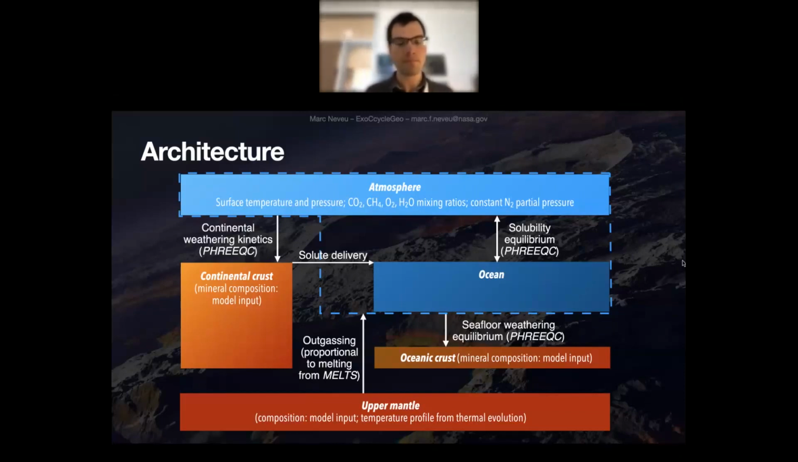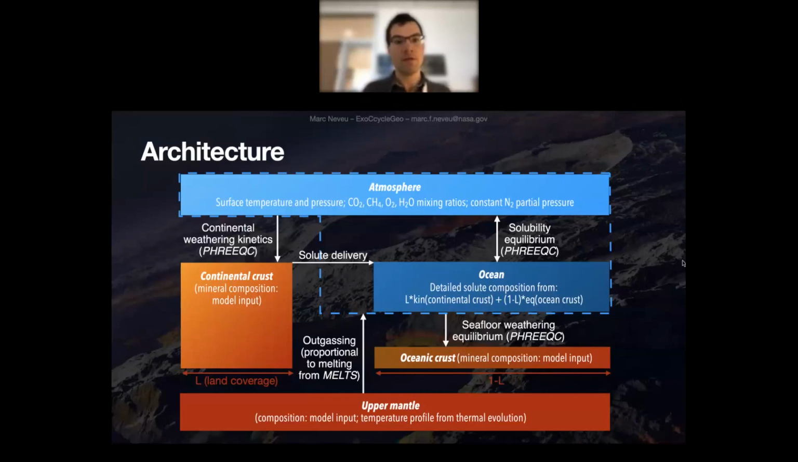the seafloor. The contributions of continental and oceanic weathering are weighed by a factor L, which is kind of the aerial fraction of the planet surface covered by land. And this completes the cycle.